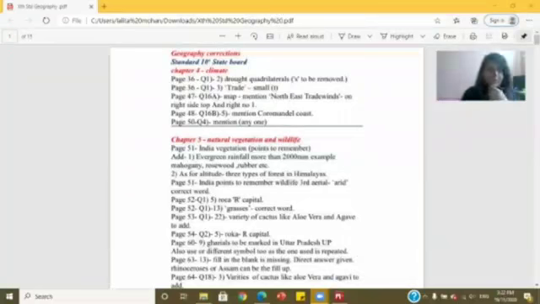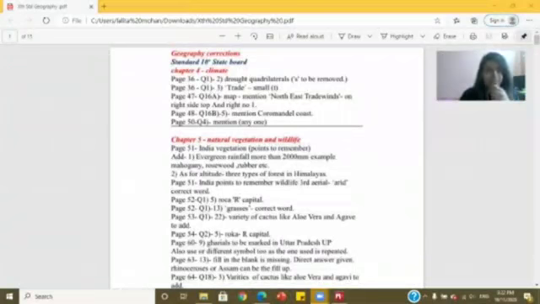We'll be going through the geography corrections of your 10th standard notes, starting with chapter 4 climate, page number 36, question 1.2. Drought quadrilaterals is mentioned. Please remove S from this. Page 36, 1.3. Trade will be written with a small t.